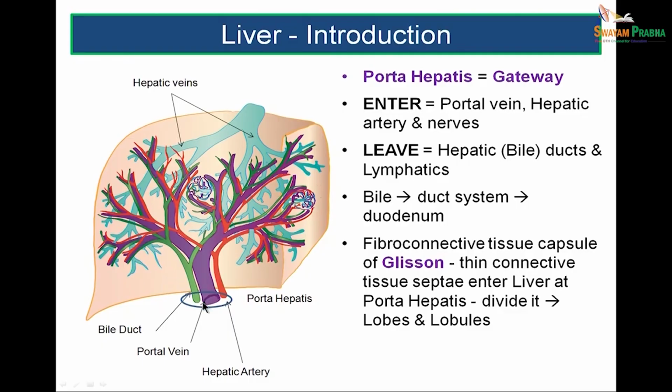Bile is drained by the bile duct into a ductal system, the hepatic ducts, the bile duct, common bile duct, and ultimately goes to be stored in the gallbladder and is released on ingestion of a fatty meal. The liver is covered by a capsule which is called the Glisson's capsule, made of fibroconnective tissue which protects the liver to a certain extent, and this capsule fibers enter surrounding the vessels and divide the liver into lobes and lobules.